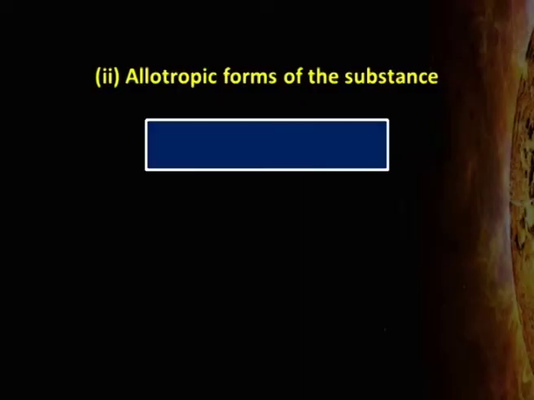The second factor which influences heat of reaction is the use of different allotropic forms of a substance in a reaction. As some heat is evolved or absorbed in converting one allotropic form of a substance to the other allotropic form of that substance, hence heat of reactions are different if different allotropic forms of the same substance are used. Have a look at this example.